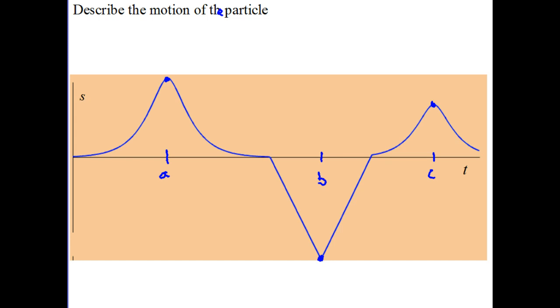Okay, so what's happening here? From 0 to A, we have a positive slope. So velocity is positive. From 0 to A, we are moving to the right. We're moving to the right because we have a positive velocity. Where do we start? What's our starting position? Well, we're at the origin because S of 0 is 0. So we start at the origin. We're moving to the right.